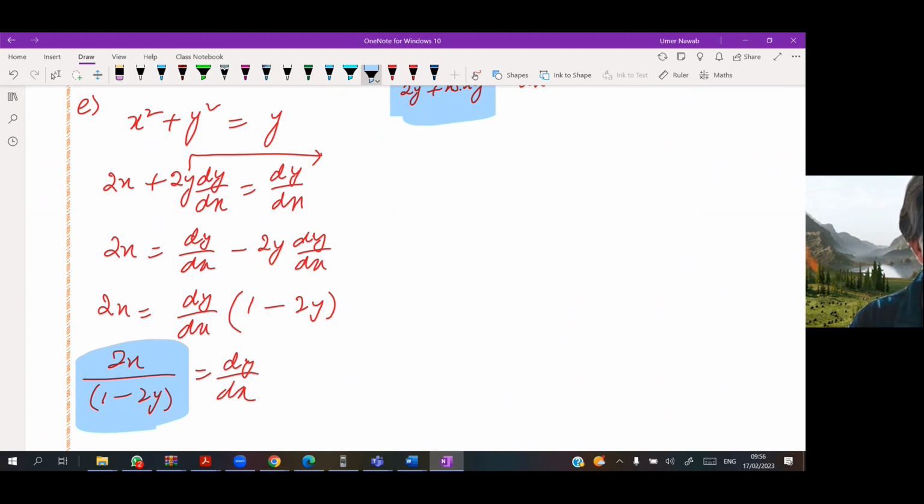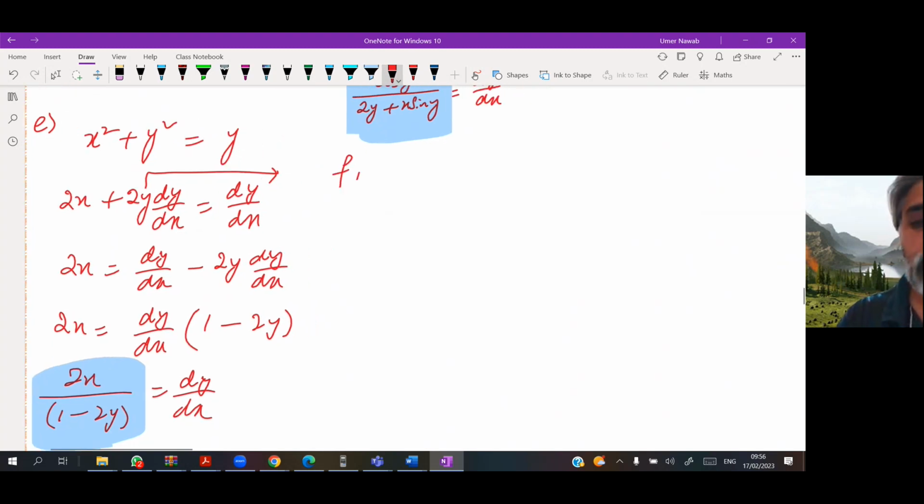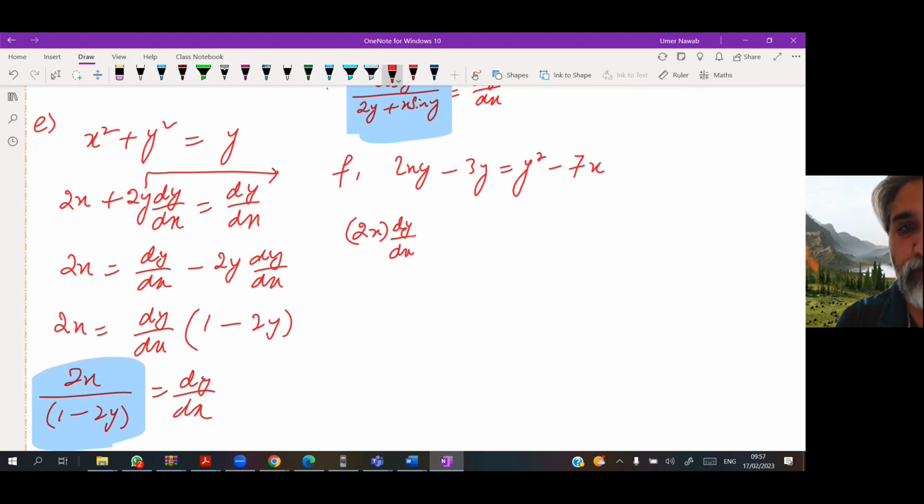Then the F part. In the F part, he says 2xy minus 3y equals y squared minus 7x. Can I apply the product rule here? So 2x as it is, the derivative of y is dy by dx. I'm applying the UV method.